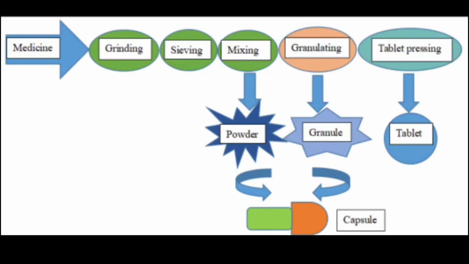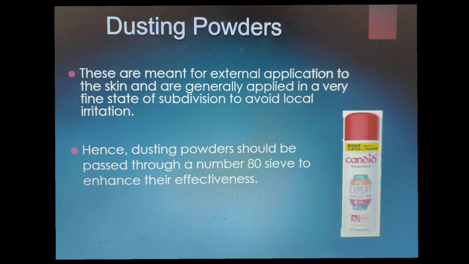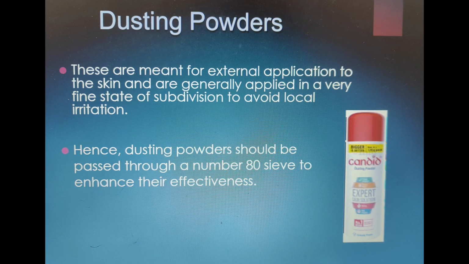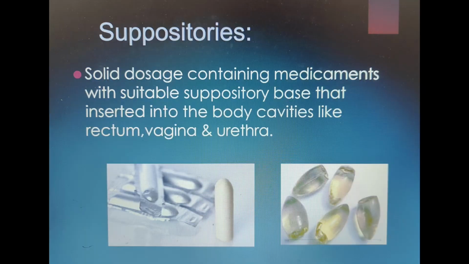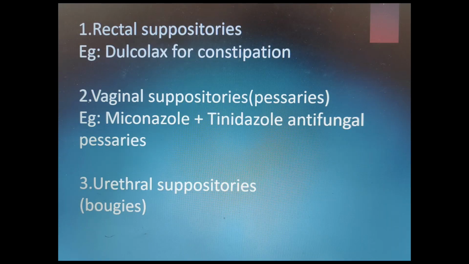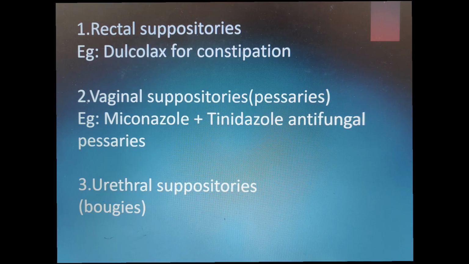Okay. You can see here how tablets and capsules are manufactured. Let's see other solid dosage forms. Next one is dusting powders. These are used for external application. Example, Candid powder, povidone, Neosporin, etc. Then suppositories. They contain a suitable base so that we can insert into the body cavities like rectum, vagina and urethra. Rectal suppositories are Dulcolax for constipation, vaginal are miconazole and clotrimazole combination for fungal infection, and then urethral suppositories are called bougies.